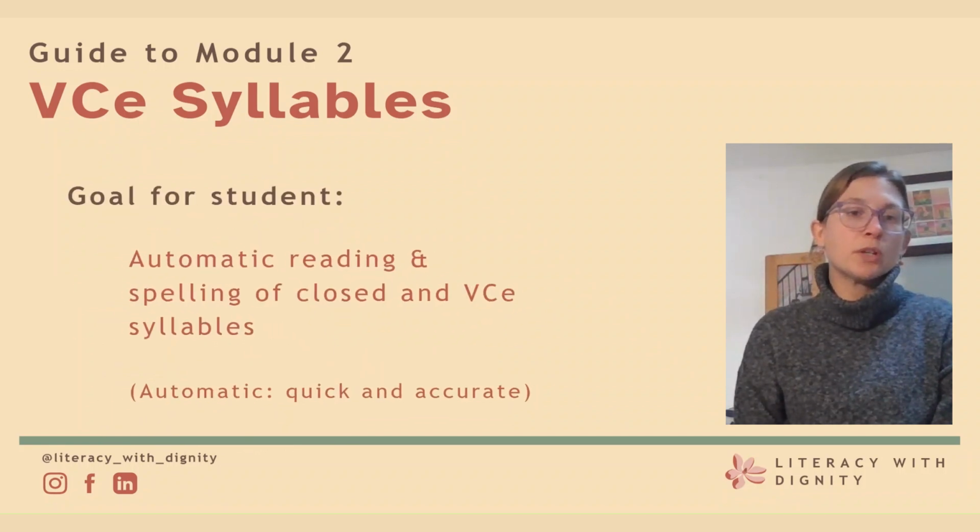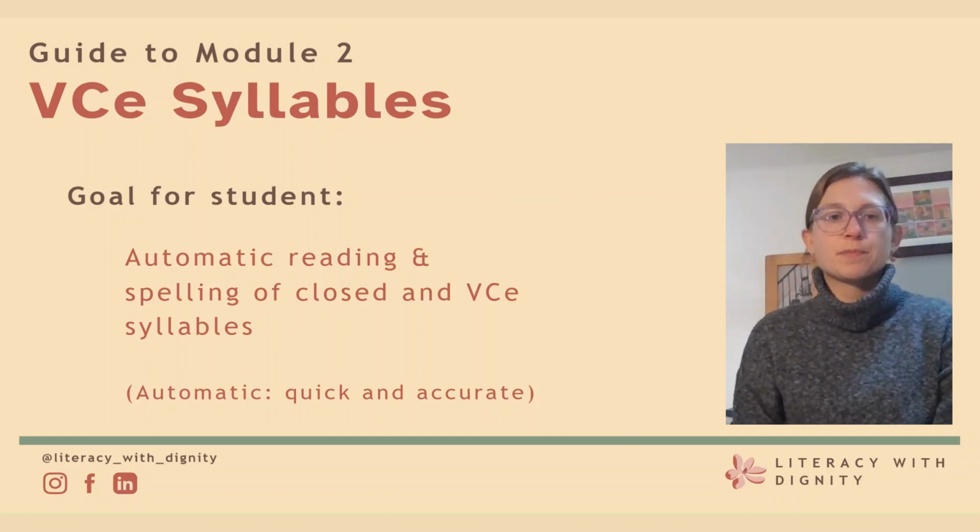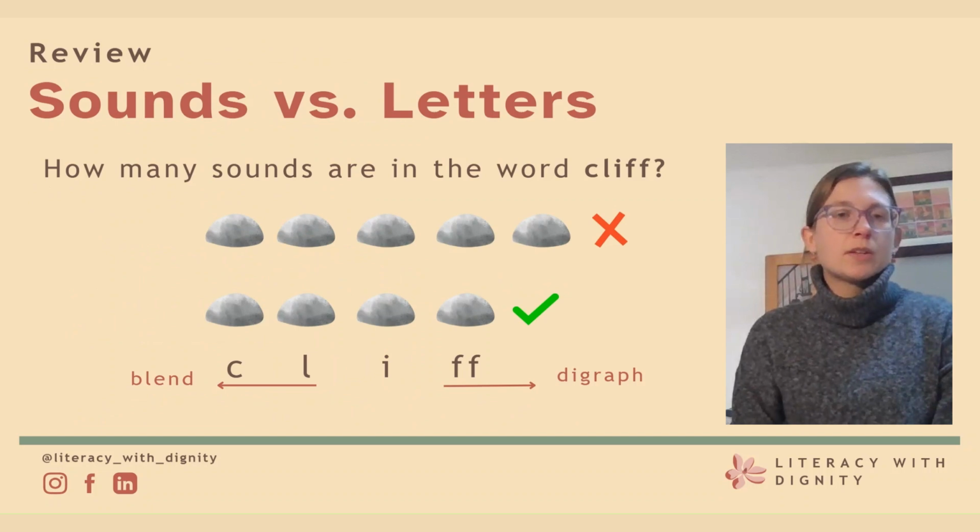So the goal for the student is the automatic reading and spelling of closed and VCe syllables. And automatic, as a review, means quick and accurate. That means this should be in the back of your head as you're going through all of your lessons and when you're deciding what to keep and what to get rid of and what to repeat. So the next couple of slides are review slides from Module 1.